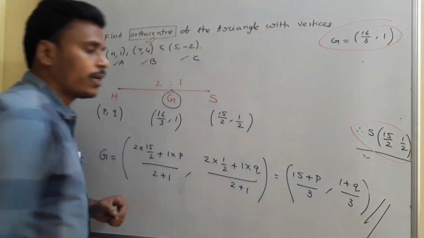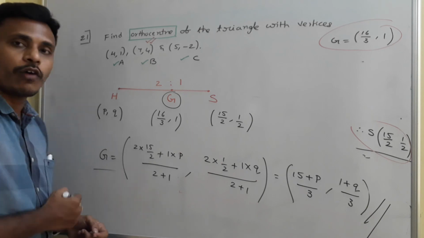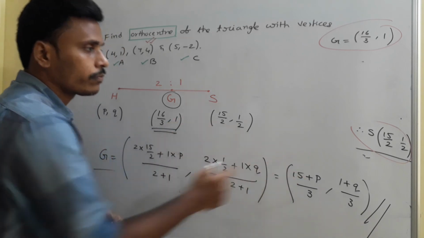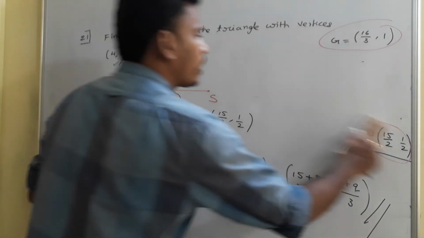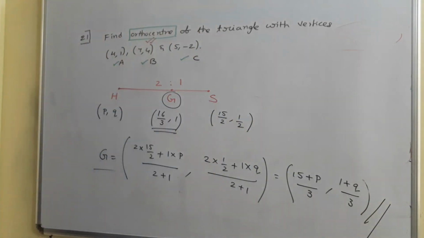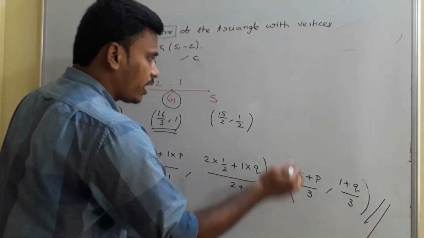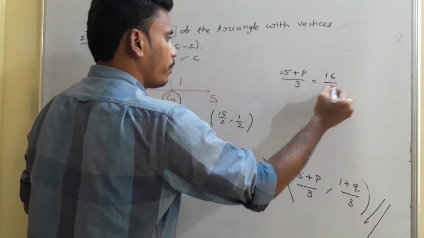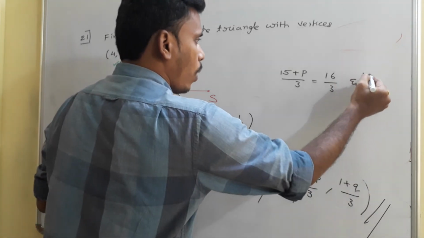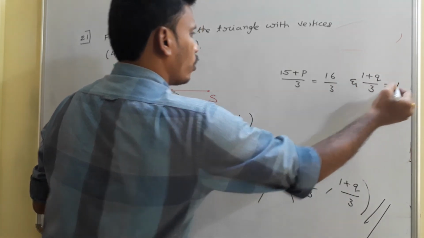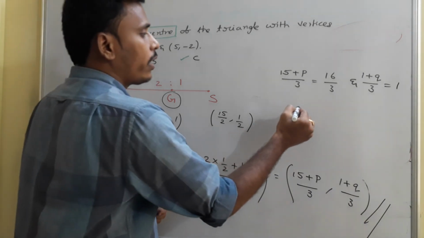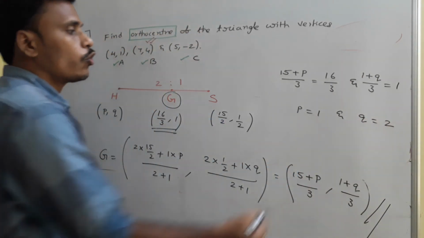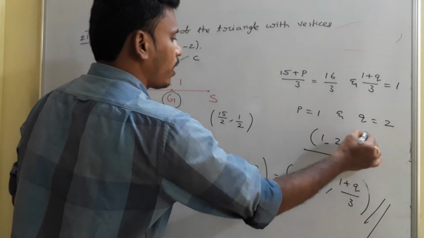This is what? The centroid from the section division formula. But this is the centroid from the formula we already derived. So equalize these two, and you will get P comma Q, which is the orthocenter. Here the x coordinate is 16 by 3 and here it is 15 plus P by 3. So 15 plus P by 3 is equal to 16 by 3. And the y coordinate 1 plus Q by 3 is equal to this y coordinate 1. So calculate it, from there you will get P equal to 1 and from here you will get Q equal to 2. So at the end the orthocenter is simply 1 comma 2.